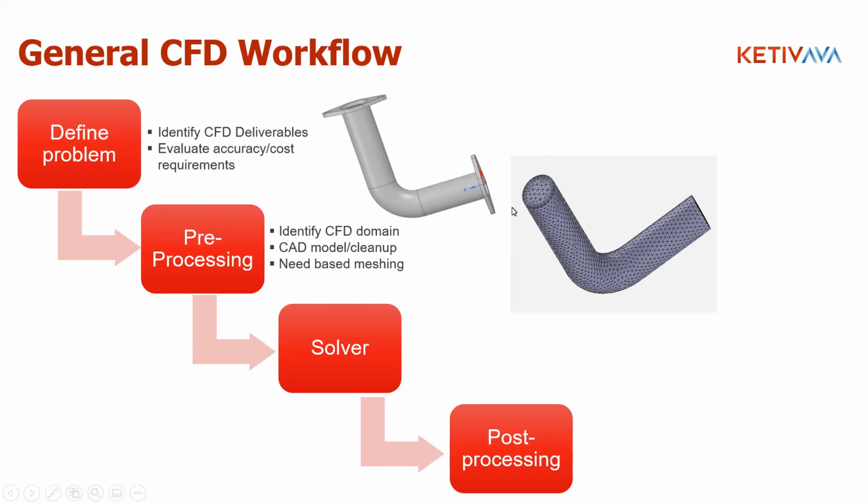So I extract the fluid volume and I generate a mesh wherein I have some boundary layers at the inlet and the outlet, right? So this would be a good example to decide what is important for my CFD simulation.